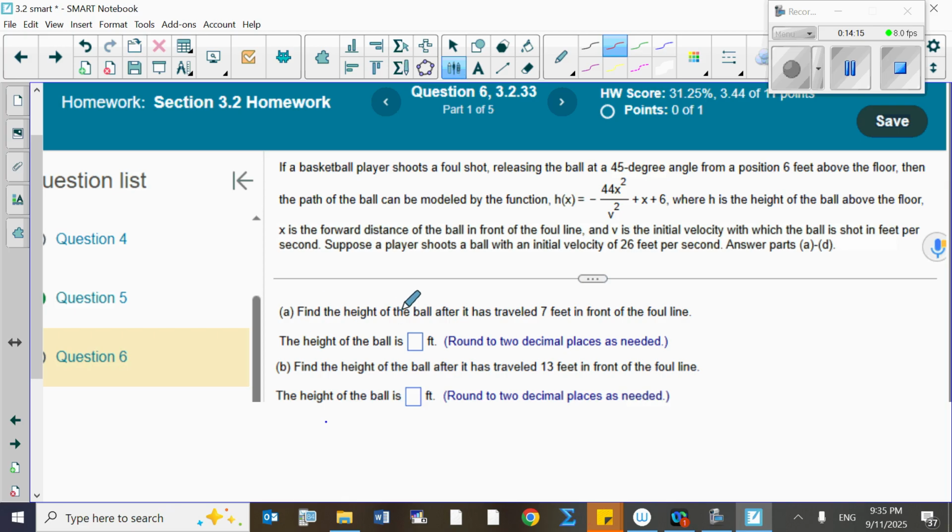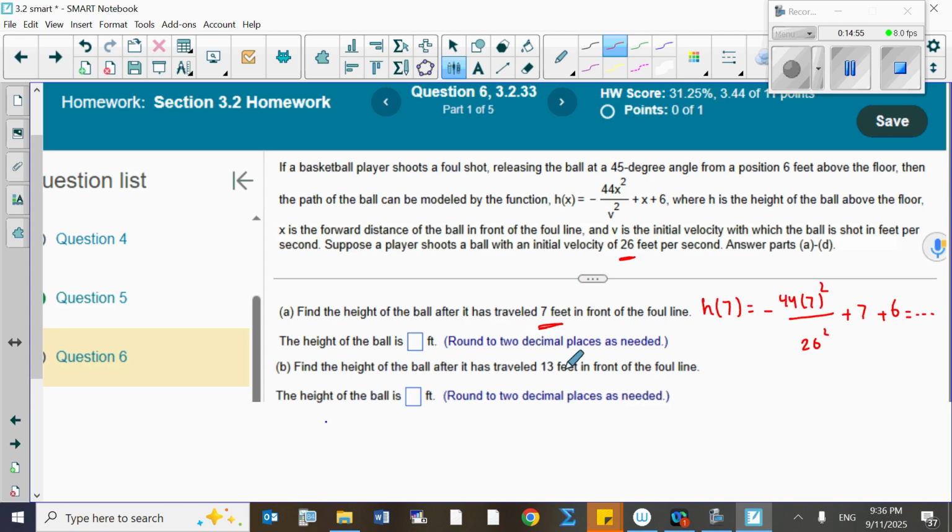It says find the height of the ball after it has traveled 7 feet in front of the foul line. So this 7 is basically our x value. And all we need to do is plug in the x into this function and find h, which is the height of the ball. So I need to find h of 7 for this function, -44 times 7 squared over v, which is given as 26, 26 squared, plus x again, which is 7, plus 6. And we can use our calculator to find this value.